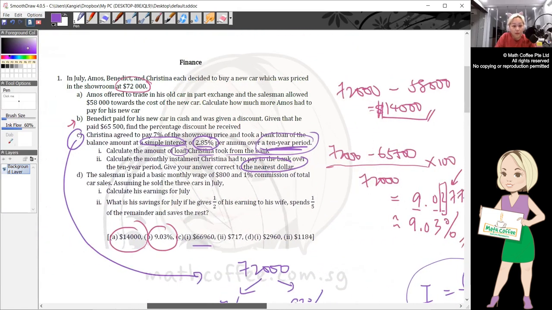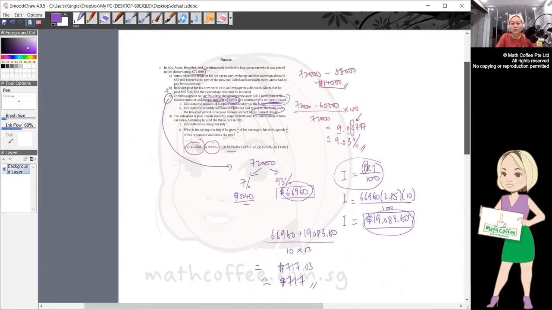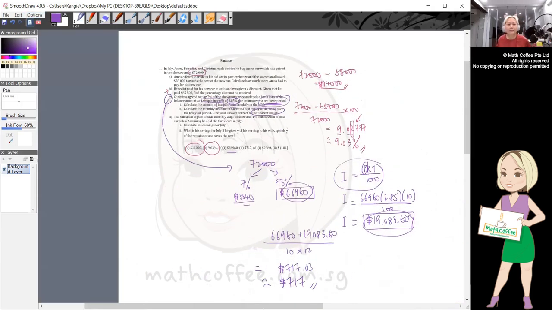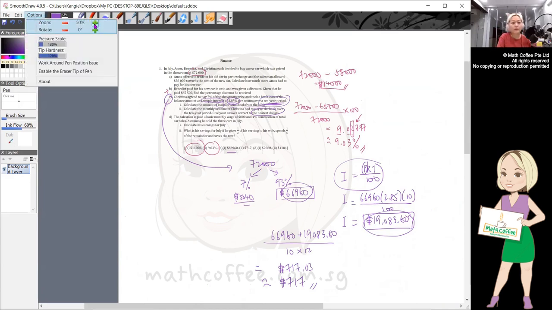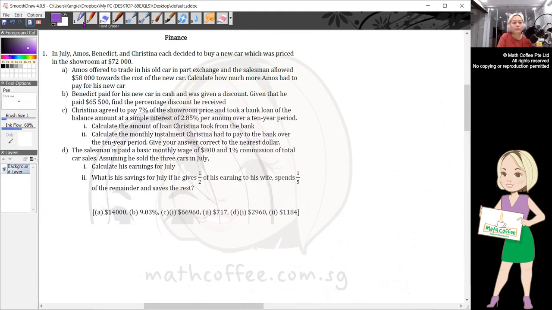Okay, we finished talking about the car already, right? I'm going to minimize this. You all take a screenshot before I talk about part D. Part D is talking about commission. It's a different situation. So I'm going to erase. Okay, paste. Now let's talk about part D.